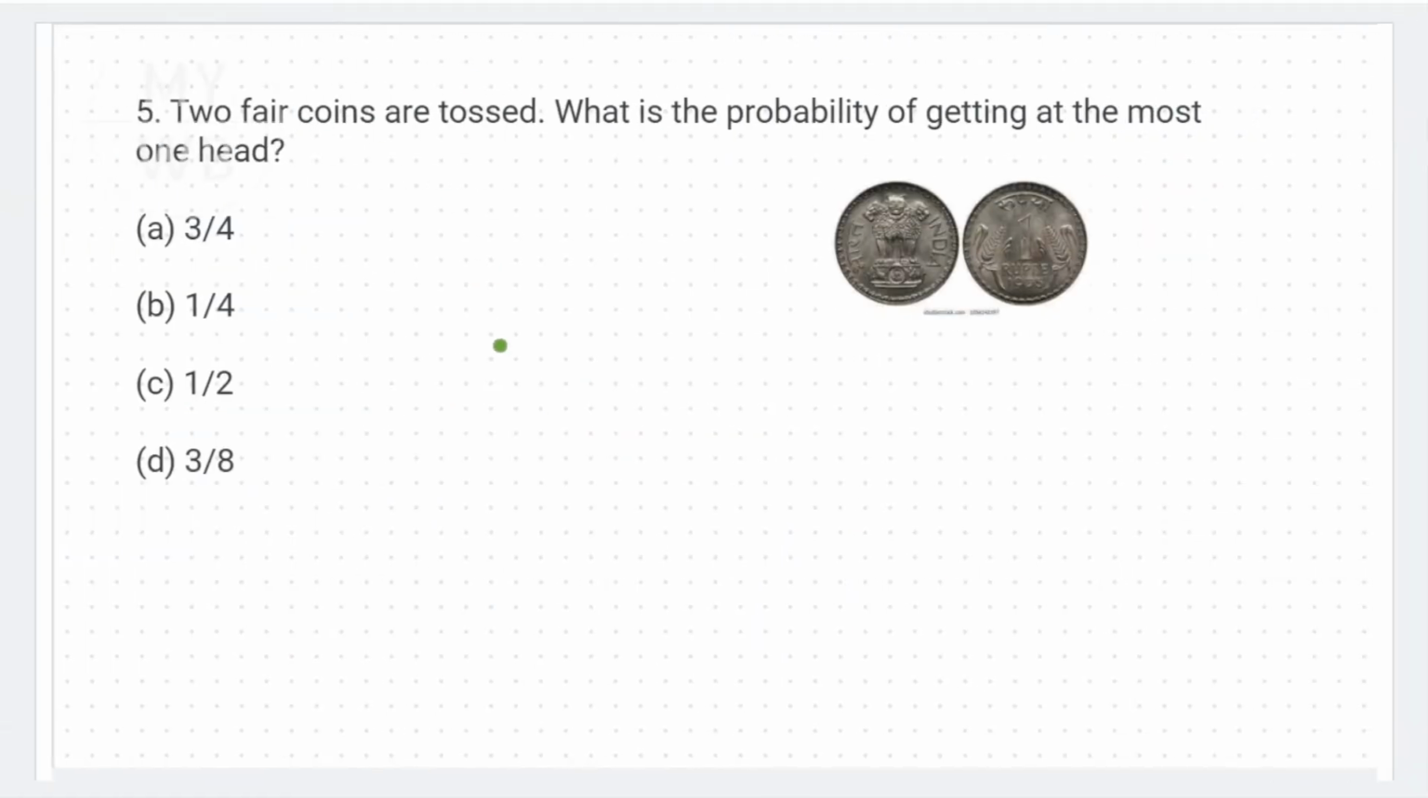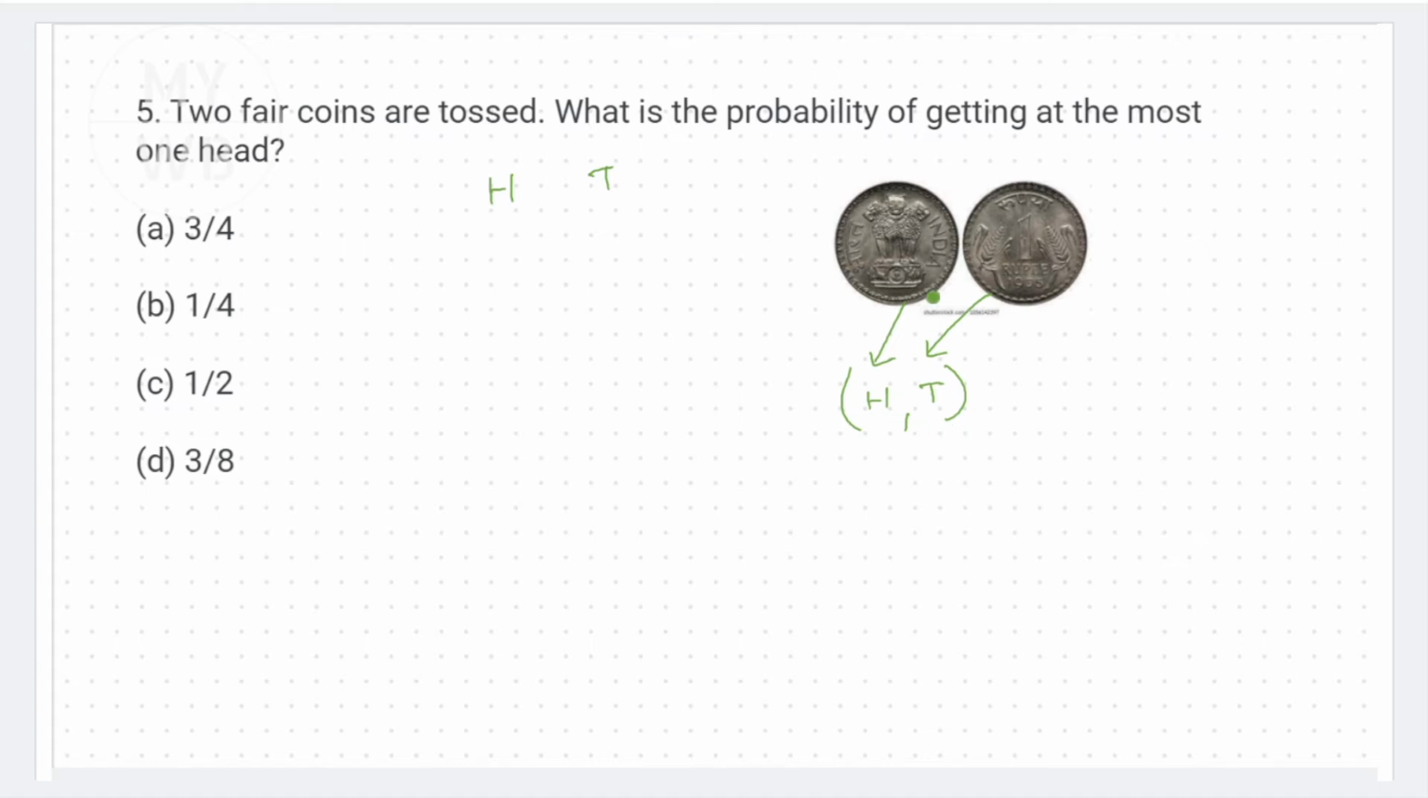Next sum. Two fair coins are tossed. What is the probability of getting at the most one head? When a coin is tossed, you either get a head or a tail. In this case, two fair coins are tossed. So again, the result, we can write it within brackets. First one shows the result of the first coin, and the second alphabet shows the result of the second coin.